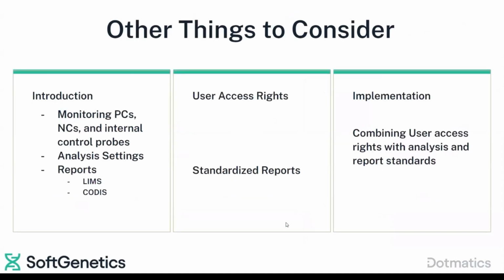So in looking at this, we've divided it into 3 sections. We're going to introduce things at monitoring the controls. There are positive controls, negative controls. Some chemistries have internal control probes. So this is our whole group here. All these are considered as control monitoring, analysis settings, and reports. Then we'll look at user access rights and standardizing reports, and then implementing it.